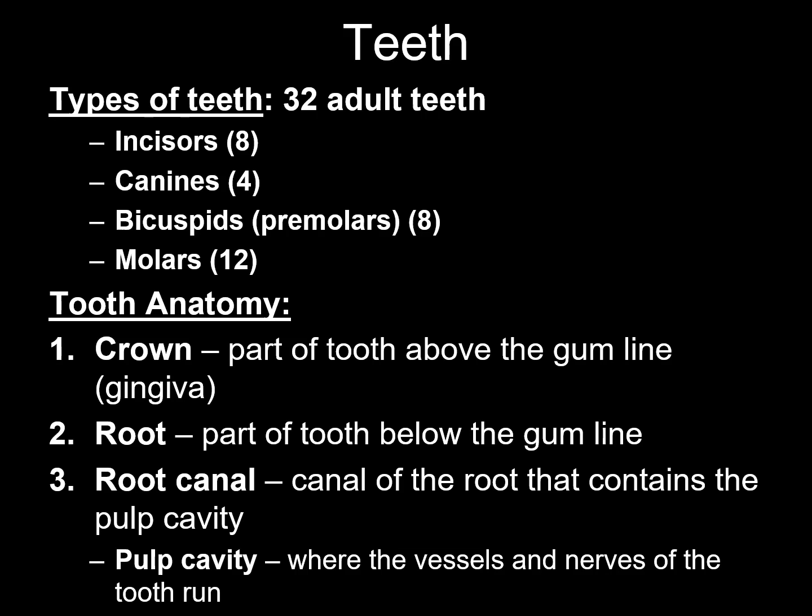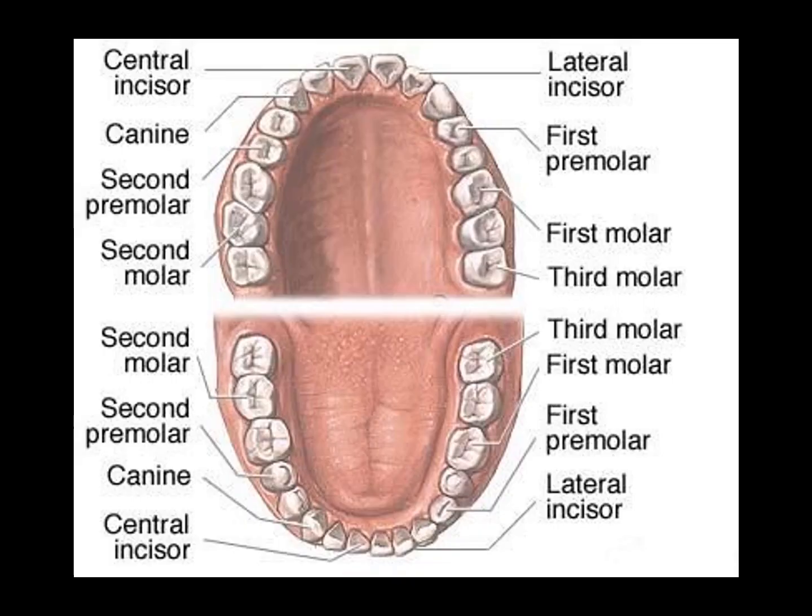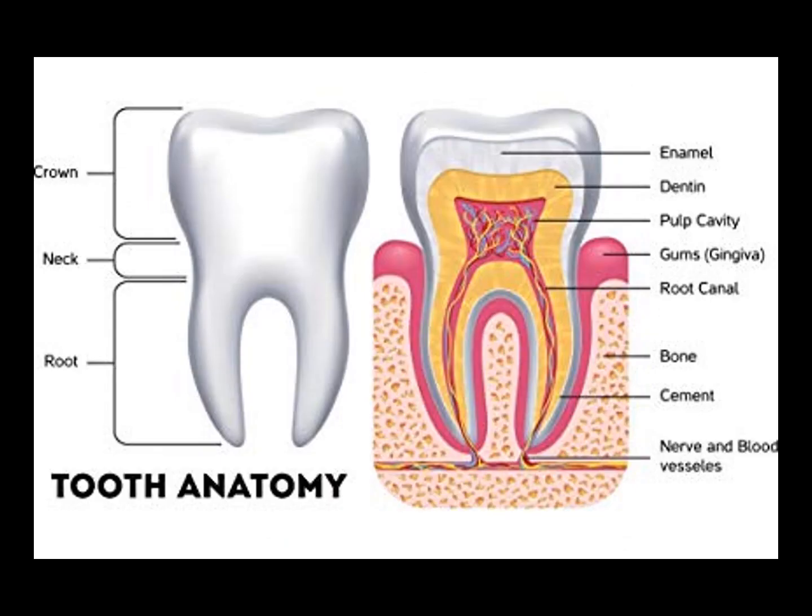Okay, so let's take a look at those pictures. So again, these are the things that I don't really care that you know which is which, right? So we have some incisors, canines, and some molars. So this is the tooth anatomy, okay? So we have the crown, which is above the gum line. Don't worry so much about the neck, and then the root is below the gum line.